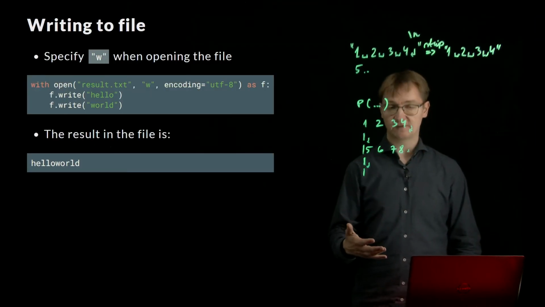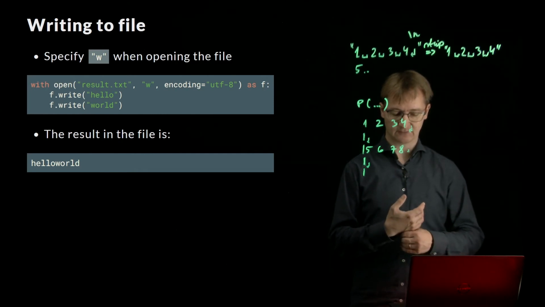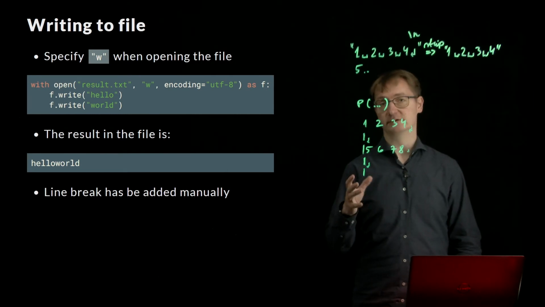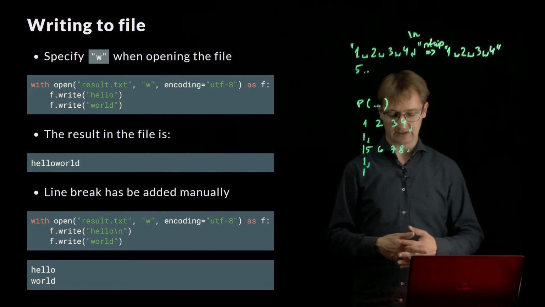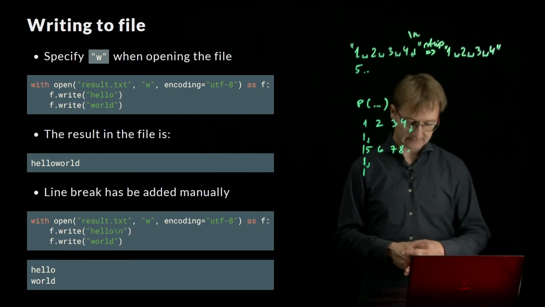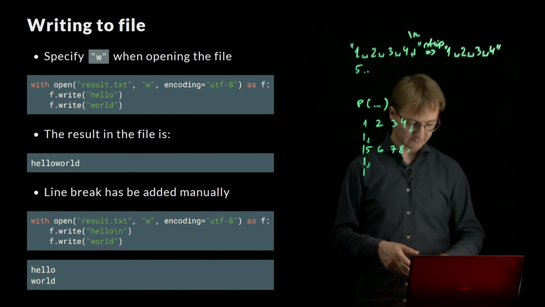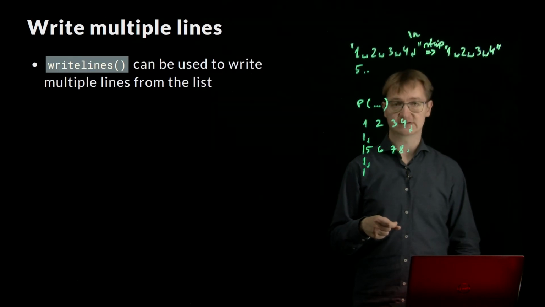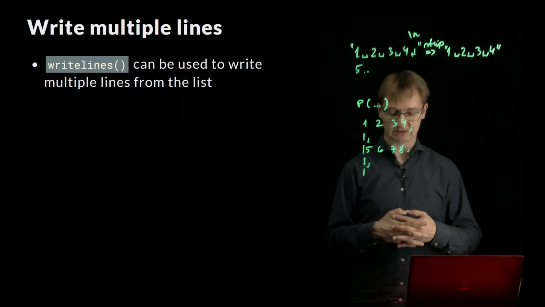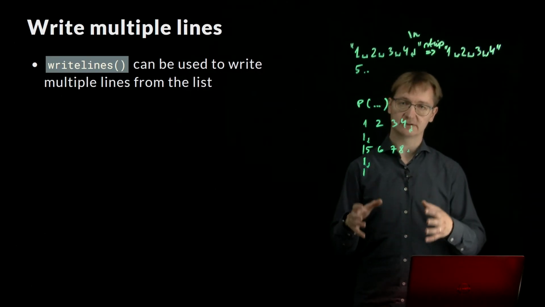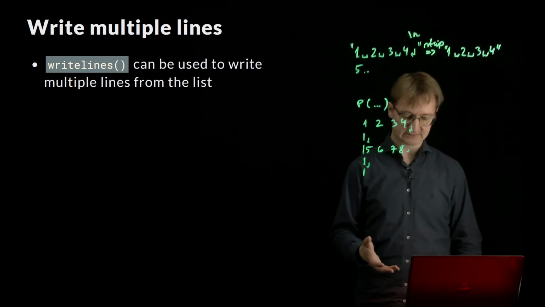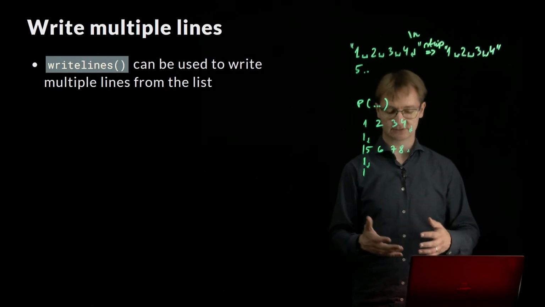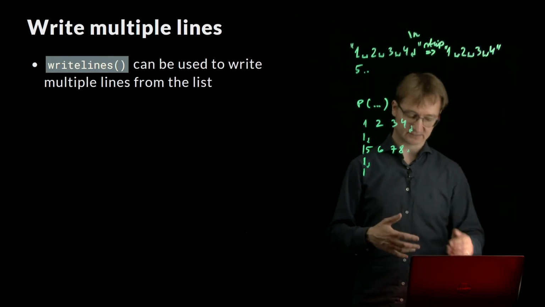So yeah, the result in the file is as follows. The hello world is in one line. If I want to have them on separate lines, then I just have to add this \n, and now I have the hello world on two different lines. If I want to write multiple lines, there is, for example, a method, writelines, which writes multiple strings into a file from a list. So it doesn't write multiple lines, depending on whether you have those line breaks or not. It basically writes multiple strings into a file.